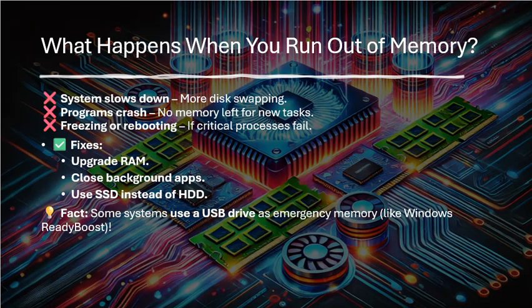What happens when you run out of memory? Running out of memory can cause several problems, including system slowdown due to excessive disk swapping. Disk swapping means moving memory out of RAM to disk and from disk to RAM. This is called swapping. Programs can crash because of no memory left for new tasks, and the system can freeze or even reboot while critical processes fail. So how to fix this? We can upgrade our RAM, close background apps which are not needed, and use an SSD instead of an HDD for better optimization. Some systems use a USB drive as emergency memory, like Windows ReadyBoost.